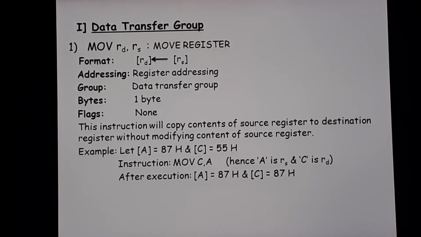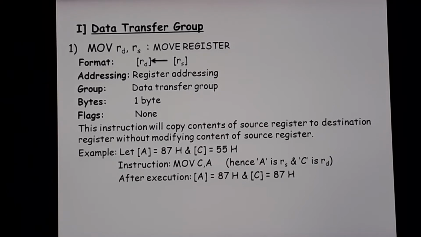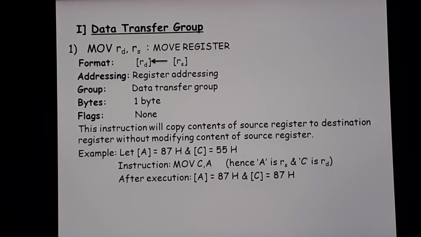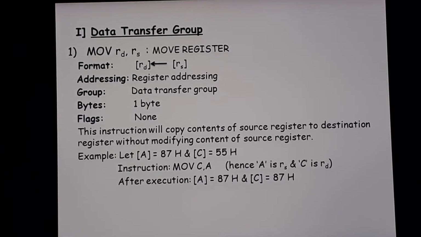So number 1, the very first instruction in this group is MOV RD, RS. The D and S are written in subscript format, as you can see. R stands for any of the registers, D stands for destination register, comma S stands for source register. The full form of this instruction is move the registers. You have to write it as it is on the slide. The format is RD ← RS.